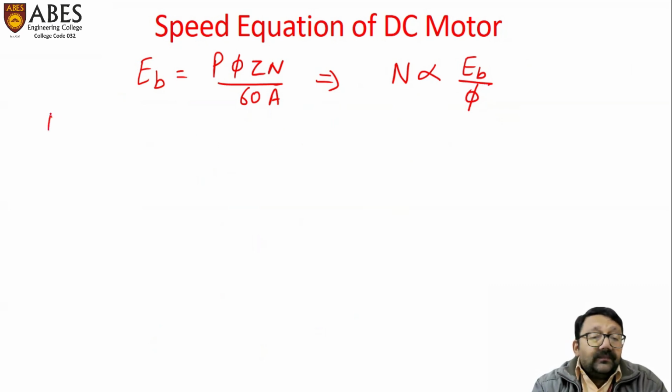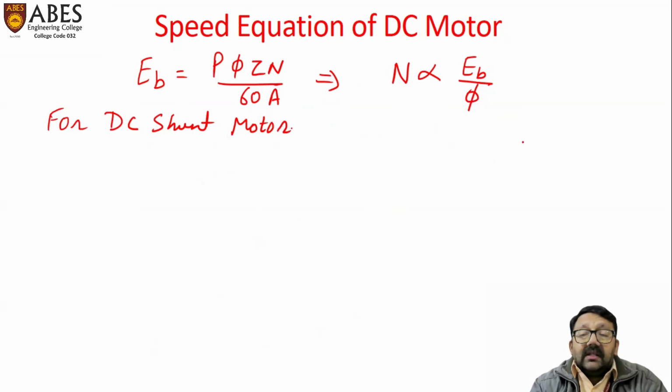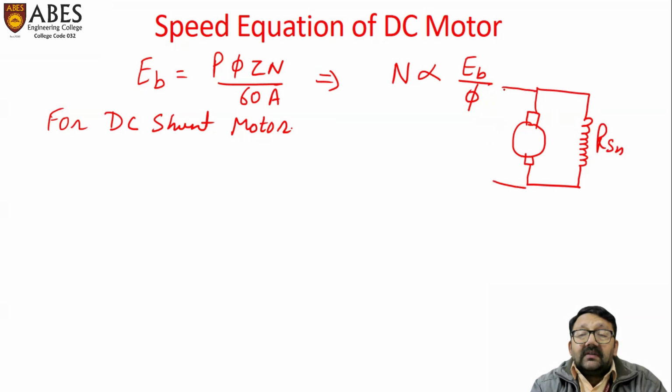Now, for a DC shunt motor, first let me draw the line diagram of the DC shunt motor. This is the motor armature. As it is a shunt motor, the field windings are connected across the armature. So this is the shunt field winding, and these are the supply terminals. This is the positive terminal, and this one is the negative terminal. This is back EMF V.